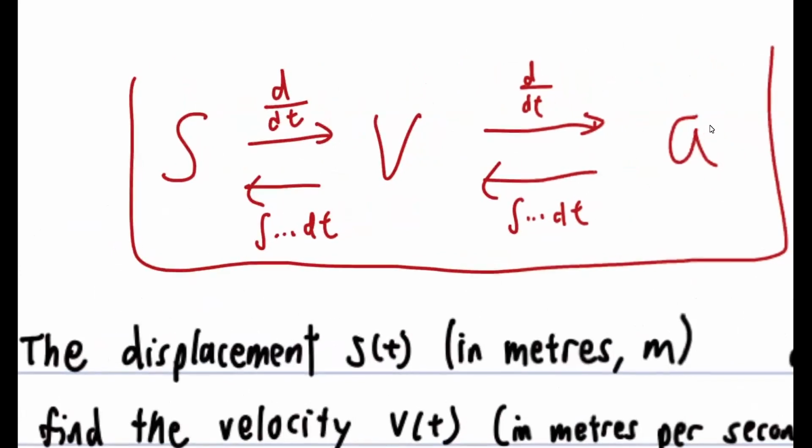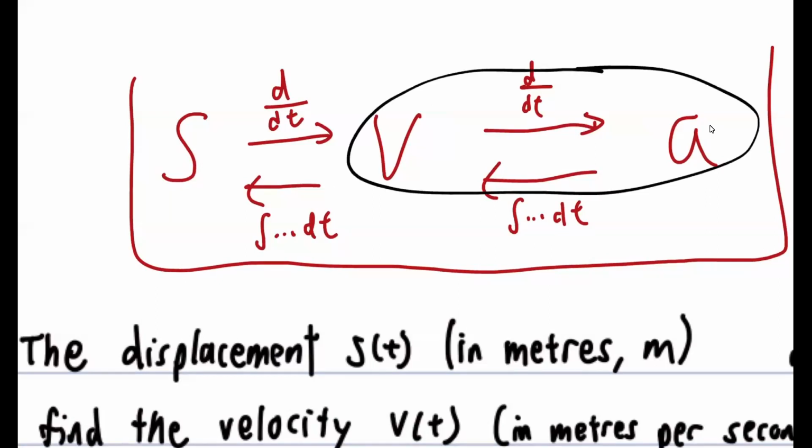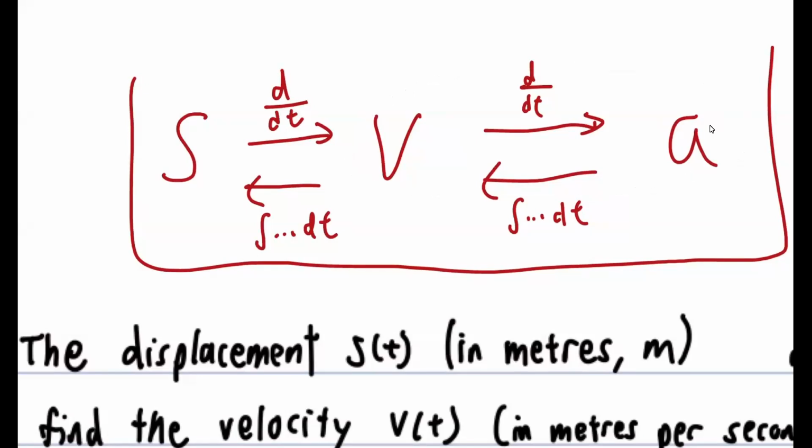What's S, what's V, what's A? Displacement, velocity, acceleration. Yes, all right. How do you go from displacement to velocity? Differentiate. How do you go from velocity to acceleration? Differentiate again. So of course, if you walk backwards, what's the opposite of differentiation? Integration. So that means integrate to go from acceleration back to velocity, and finally from velocity back to displacement.